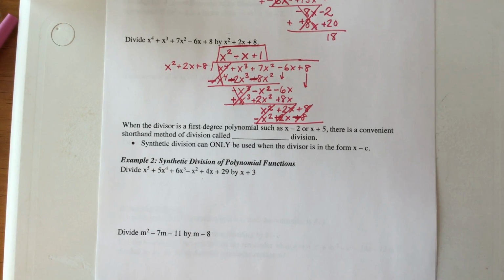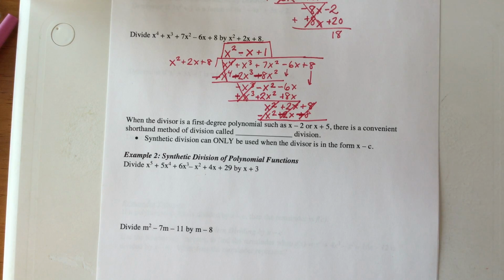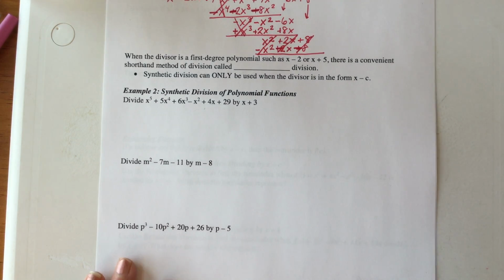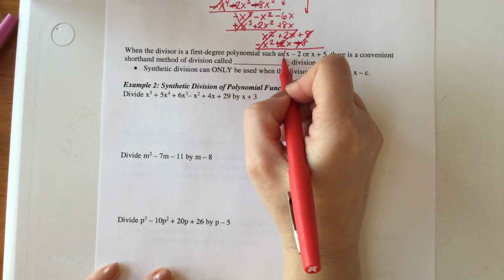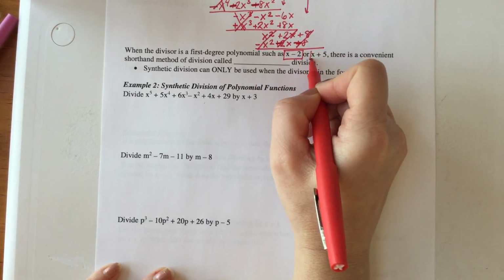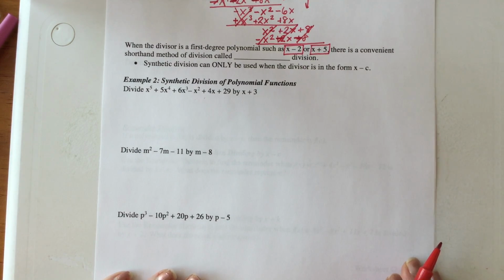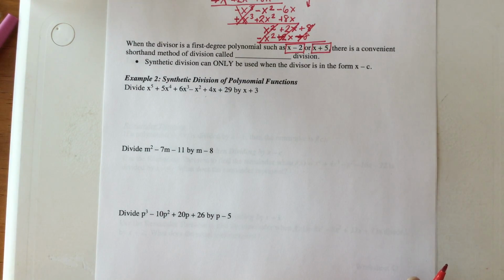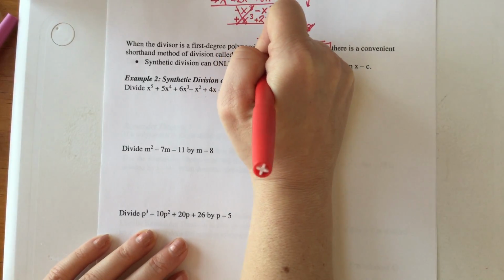Okay, so that is long division of polynomials, those last three examples. When a divisor is a first degree, so what you're dividing by is something like x minus 2 or x plus 5, there is a convenient shortcut method to divide. It is called synthetic division.